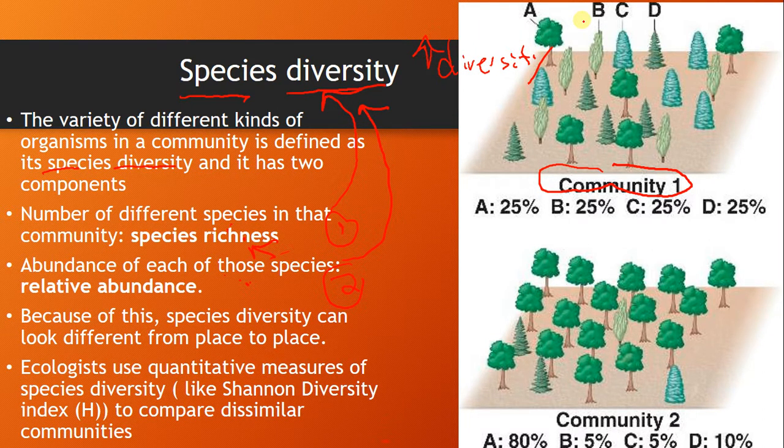And though you won't need to know it for the AP test, ecologists use quantitative measures to create what's called a species diversity index. And one of the ones that they use is called the Shannon Diversity Index, which basically is a mathematical formula that takes into account both of these measures, relative abundance and species richness. So you won't need to be able to solve problems using this Shannon Diversity Index, but just know that it is a quantitative measure of species diversity, utilizing species richness and relative abundance.